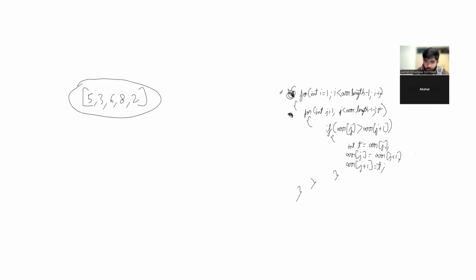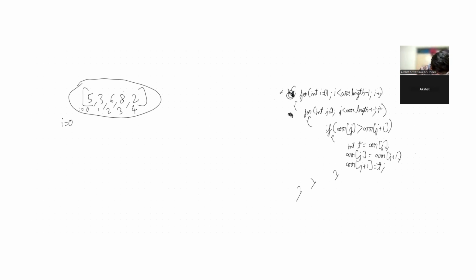Sorry, this should be zero. So we have this array. Let me do the indexing part: 0, 1, 2, 3 and 4. Our array length is 5 over here. Whenever the i value is zero, we will go to the inner loop. Our outer loop value is i equals 0, and our inner loop value will be j equals 0.